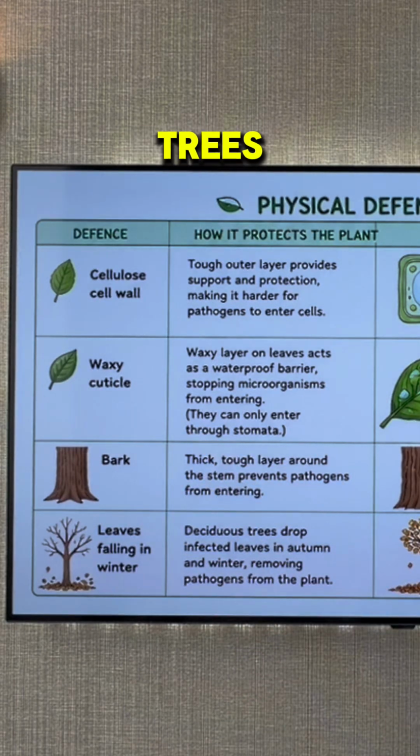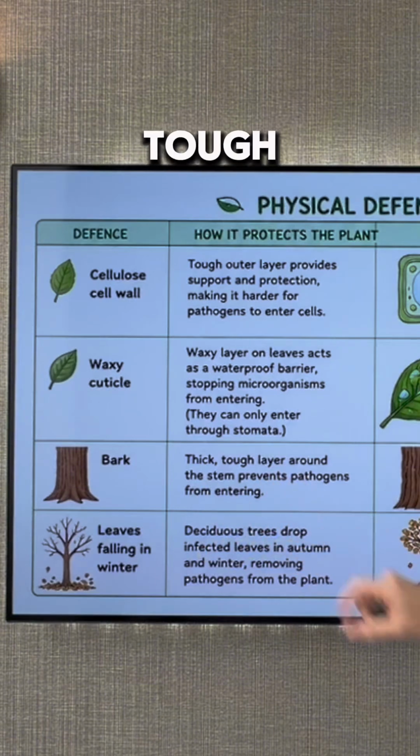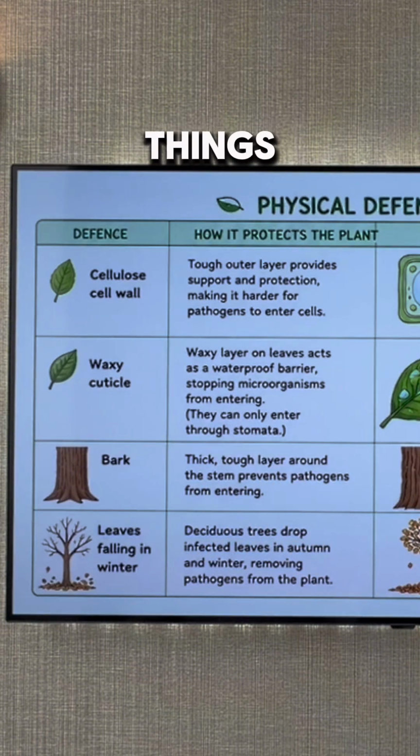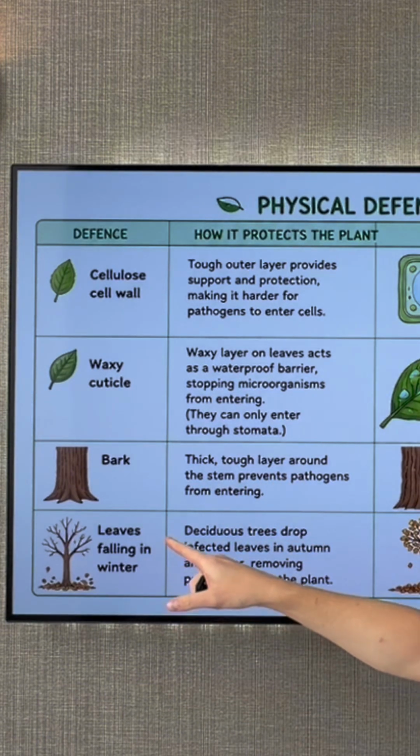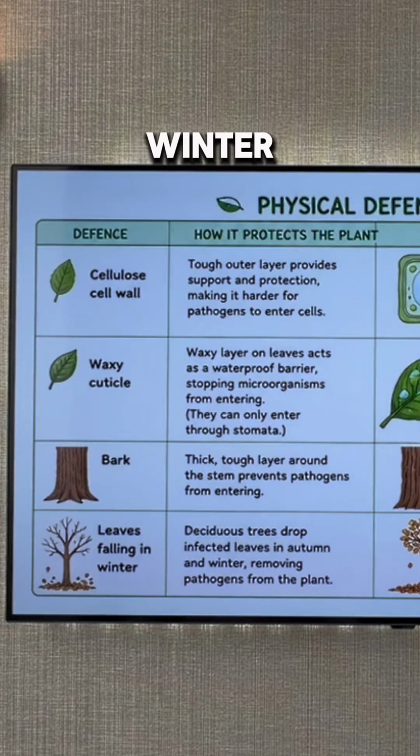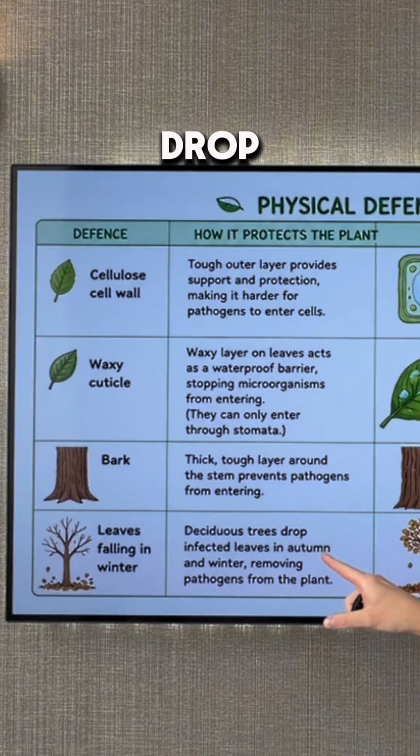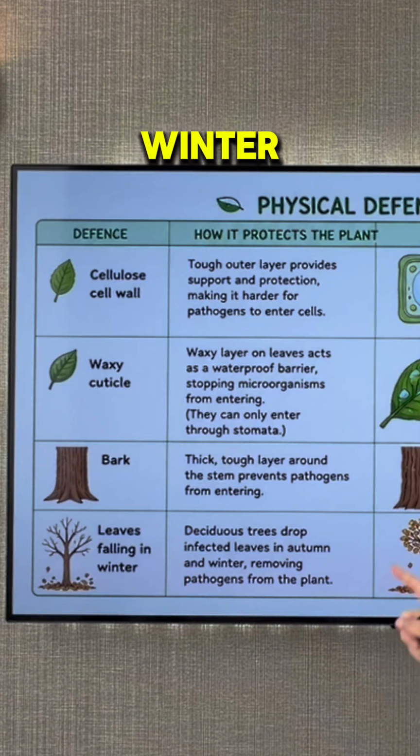Some plants, like trees, have bark, which is a thick, tough outer layer. Again, stops things coming in, just like humans have skin. And leaves falling in the winter. Deciduous trees drop infected leaves in autumn and winter to remove any pathogens that are trying to attack the plant.